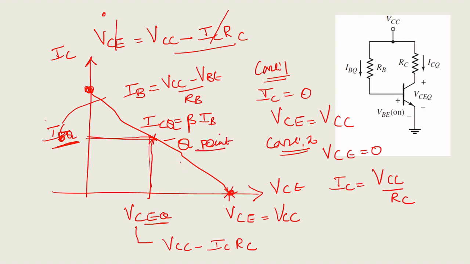So this is a simple way to understand the load line. This is called the load line, and this is called the operating point or Q point for the fixed bias circuit.